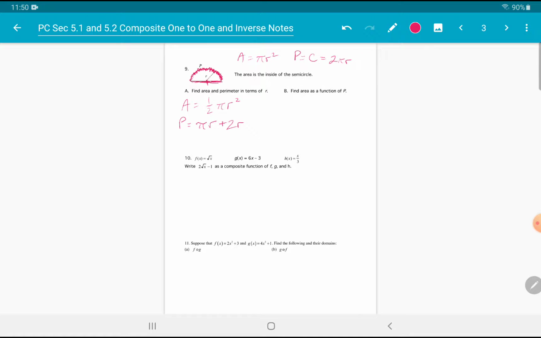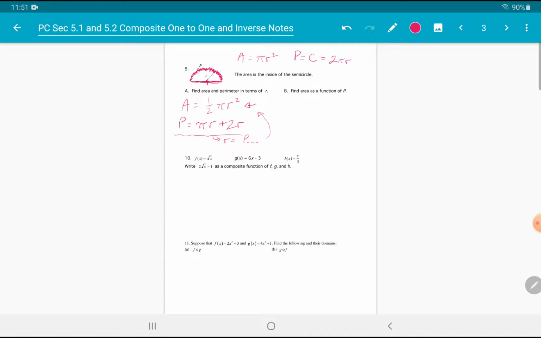As we look at number 9b, find the area as a function of p. Unfortunately, our area is in terms of r. We don't want that. We need to change that r into a p. And how are we going to do that? How do we change the r into a p? There must be something we can do with this equation here. Notice in this equation we have variables p and r. So in other words, if we were to isolate r, we'd be able to get this equation in terms of p, and then from there be able to plug that in to our area equation.